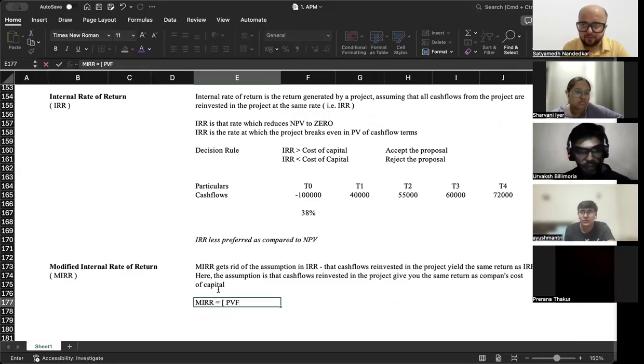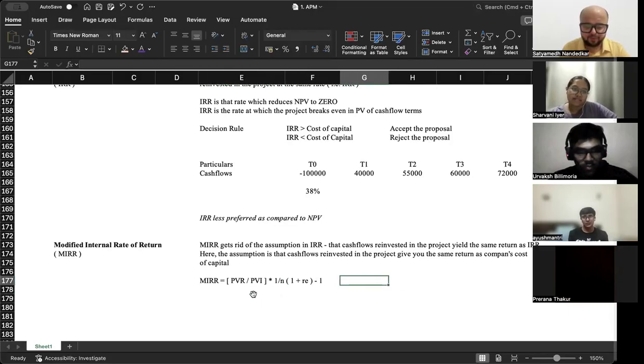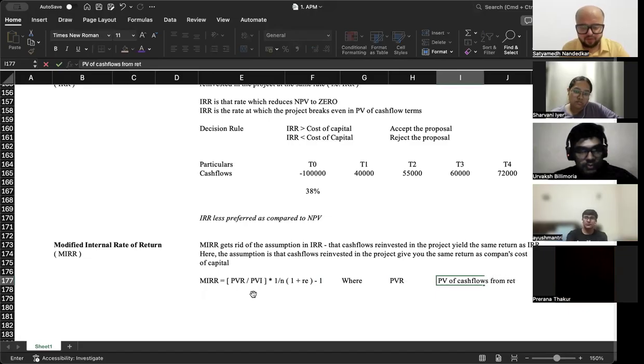MIRR is PVF upon PVI, or PVR, not PVF. PVR upon PVI raised to 1 by n into 1 plus RE minus 1. Or you could use the spreadsheet function. That's also an option. I'll tell you what each of these stand for, where PVR is PV of cash flows from return phase.